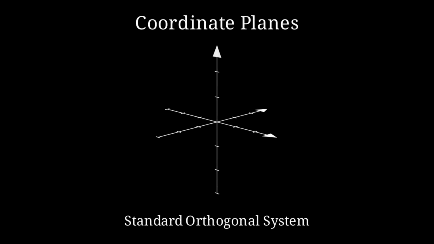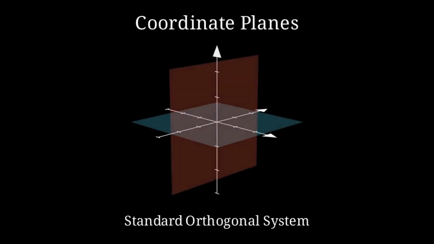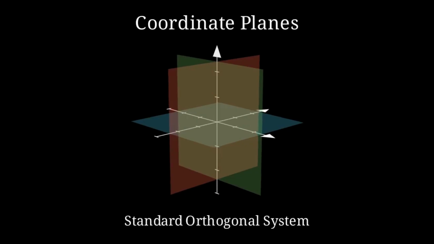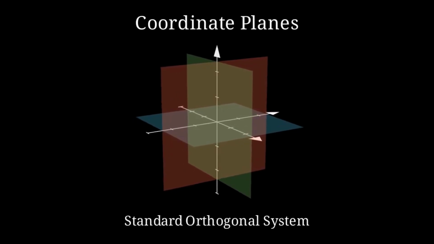The most common example of orthogonal planes is the standard coordinate system itself. The xy, yz, and xz planes are all mutually orthogonal, forming the corner of a room or a box.